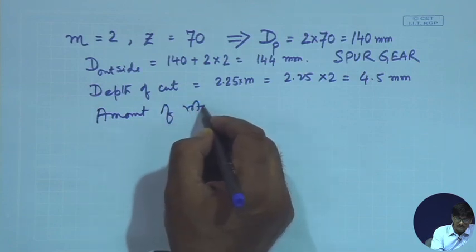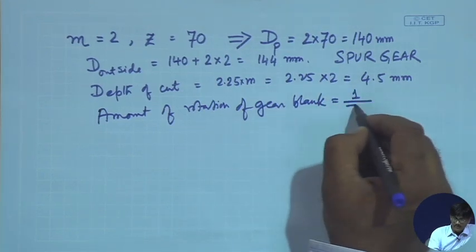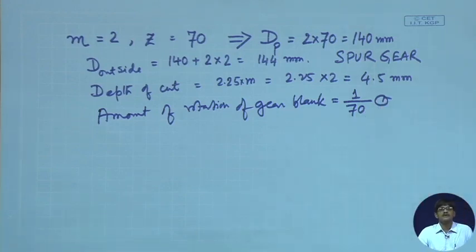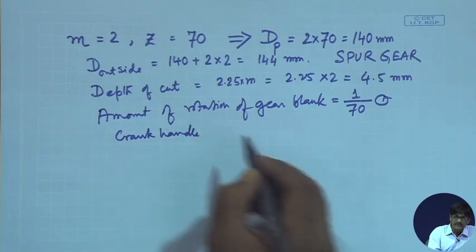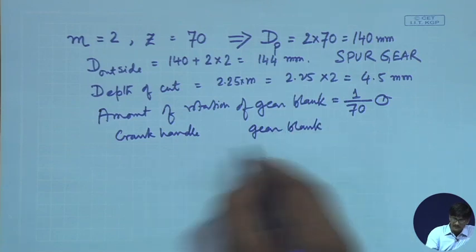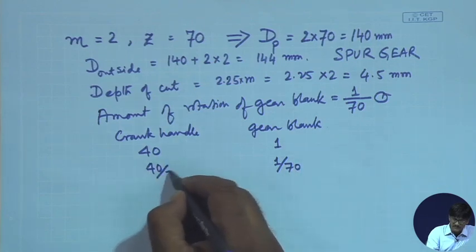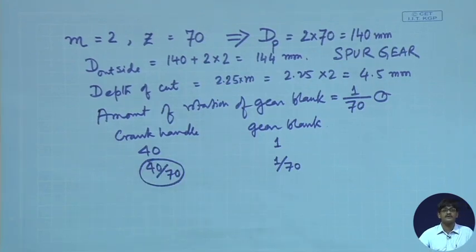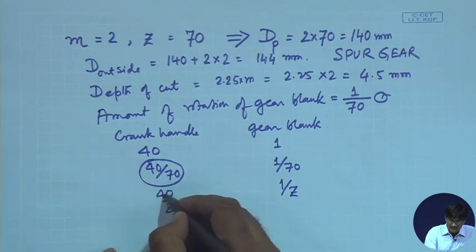The amount of rotation of the gear blank must be equal to 1 rotation divided by 70. This I write like this, rotations. 1 by 70th of a rotation should be provided to the gear blank, and therefore, we work with the unitary method. On this side I have the crank handle, and on this side I have the gear blank. So, I have 40 rotations, 1 rotation, 1 by 70th of a rotation, 40 by 70th of a rotation. Therefore, the crank handle rotation required in case of simple indexing is extremely simple, 40 by 70 for a 70 tooth gear, and therefore, if we generalize this as 1 by z, the magic number of simple indexing becomes obvious, 40 by z.